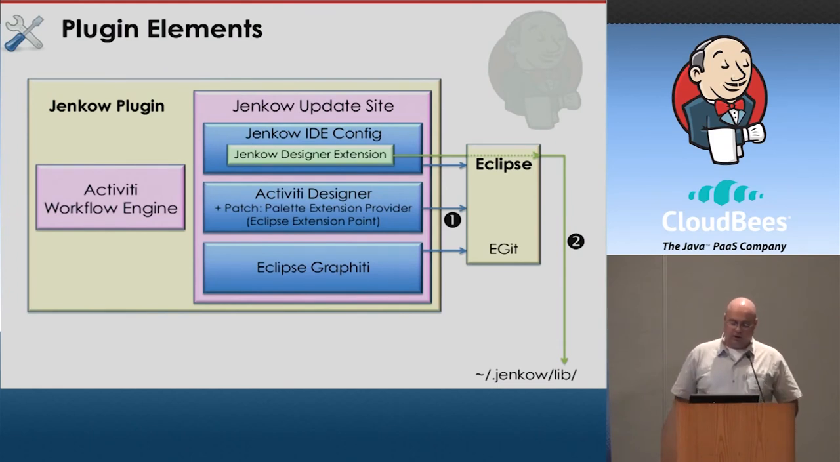The Jenkins plugin comes with the Activity Workflow Engine, and it also comes with the Jenkow update site, which then goes into Eclipse. The Jenkow IDE config is this additional modification, which also carries the Jenkow Designer extension, an extension to the Activity Designer. So this Jenkins task, which we saw in the palette in the editor, is packaged with the Jenkow Designer. You install it into Eclipse, and for curious reasons, that designer will end up under your home directory, .jenkow-lib. This has something to do with the way the Activity Designer wants to see extensions.